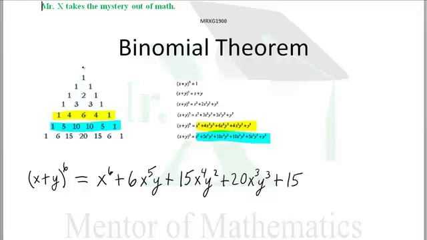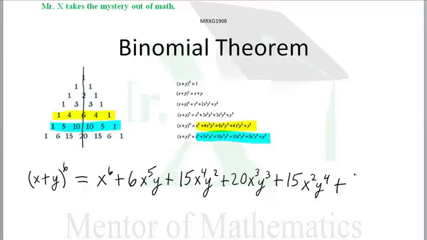Of course, you might also notice that the whole thing is symmetric, left and right. X is now raised to the 1 less power. Y is now raised to the 1 more power. And you might notice that because we're raising this to the 6th power, our exponents always add to 6. 5 and 1 is 6, 4 and 2 is 6, 3 and 3 is 6, 2 and 4 is 6.